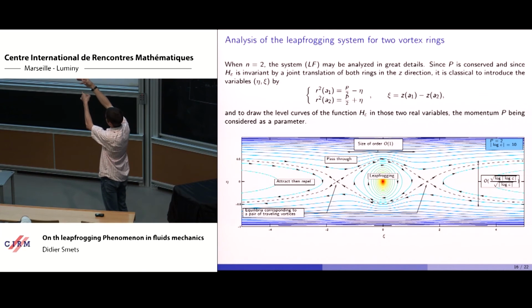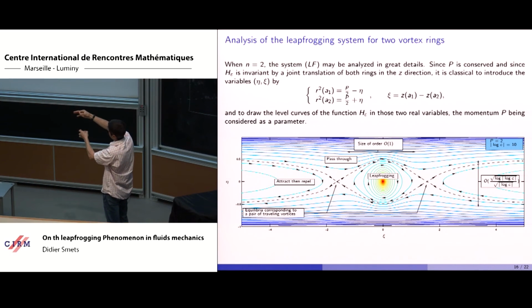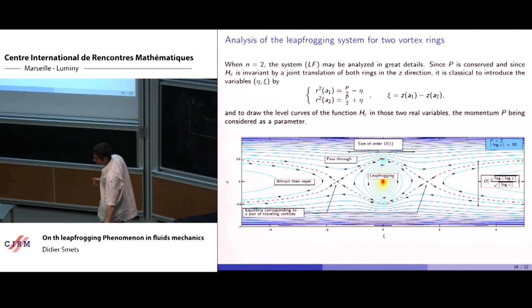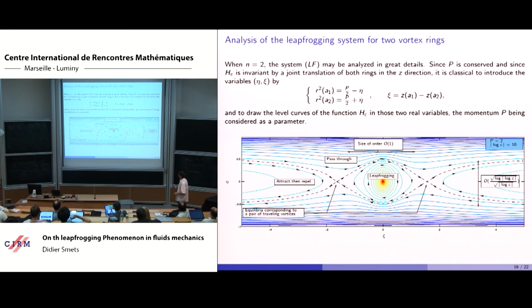It started to approach, but it wasn't fast enough to penetrate it and do the leapfrogging motion, and in the end, they do that again. And you still have those crossing points here, which correspond to either those heteroclinics or those fixed points. This is actually a stationary solution at the level of the ODE, which corresponds to two vortex rings that travel with the same speed. But they have to have a particular difference, depending on their radius.